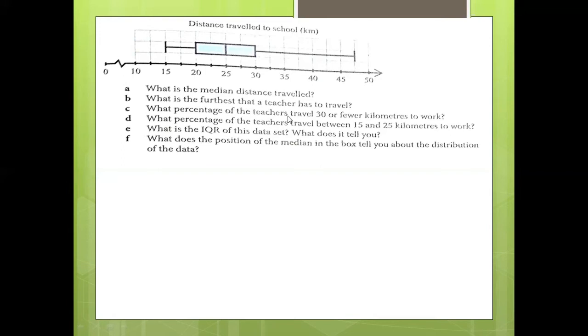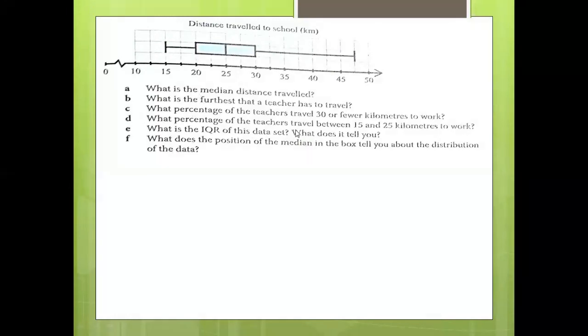What percentage of the teachers travel 30 or fewer? 30 or fewer is 75%, because it is our Q3, and Q3 is always 75%. What percentage of the teachers travel between 15 and 25, from here to here? We said that it is 50%. The middle is 20, so from 15 to 25, that is over 50%.